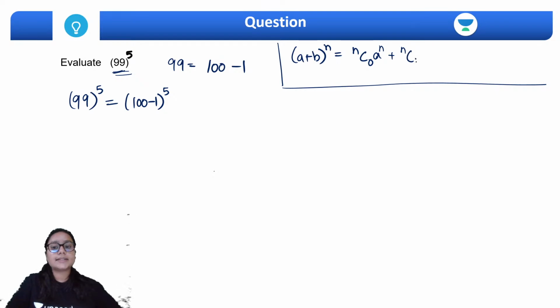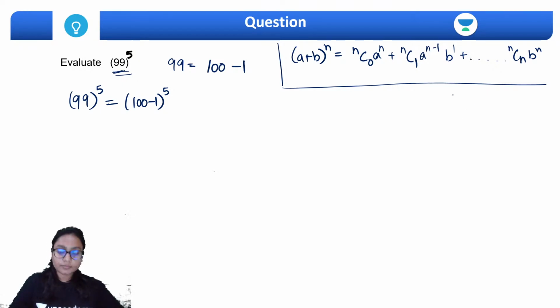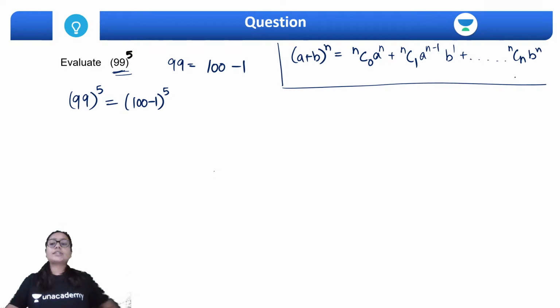Then the next term is nC1, a raised to the power n minus 1, b raised to the power 1. Then so on till nCn, b raised to the power n. Right, this is our binomial theorem. So let us try to apply this theorem over here.